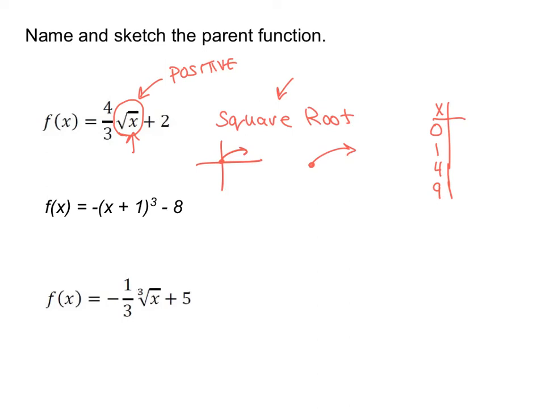Then if we take a look at the next one, it has a cube, therefore this is the cubic family. What that looks like is sort of like the x squared parabola, except half of it goes up and half of it goes down. It's sort of that snake-shaped one.